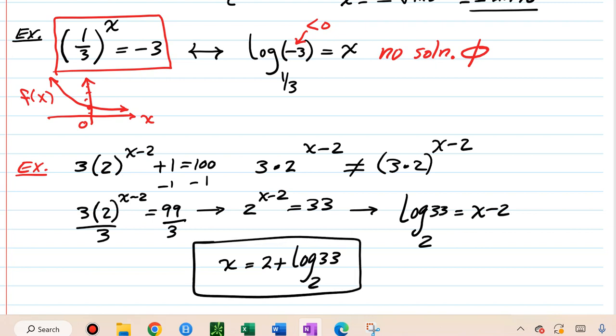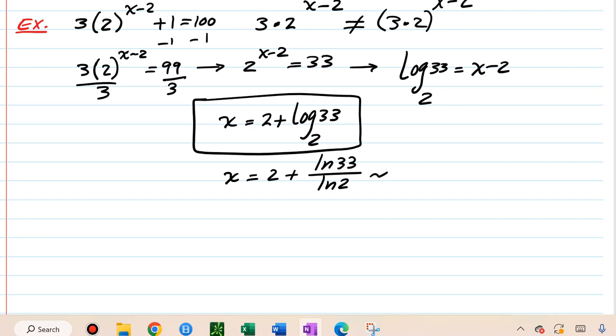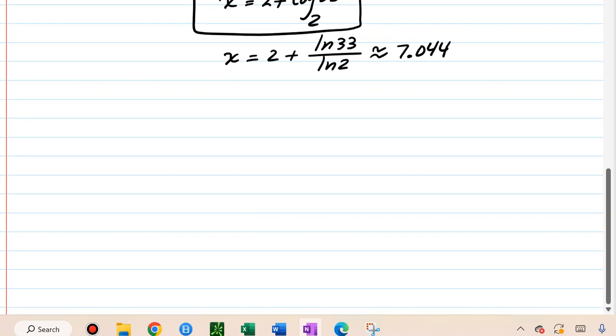And again, this would be the exact value, but we want to find an approximation or an estimate to the nearest thousandths. So once you plug in this, and remember the base must be 10, a common log, or e, the natural log, so at least my calculators can handle it. And let me do that. So I'm going to go through change of base and write this as ln of 33 divided by ln of 2. And now this will approximate to 7.044, rounded to the nearest thousandths. All right, and we have the answer to that one.